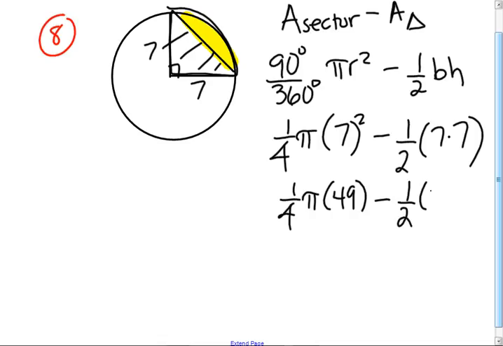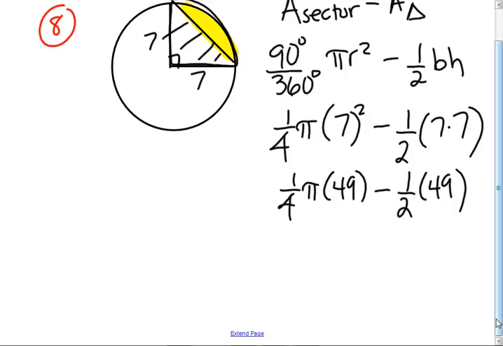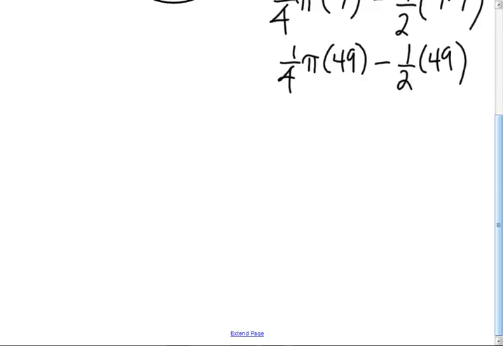minus 1/2 of 49. Okay, you guys, this bothers you, but I'm going to write it this way anyway. You have problems with fractions. I'm going to put the 49 over the 4 because that's usually the way we write it. It's 49/4 pi. It's commutative property. I can move them all around. Minus, and then that's 49/2.